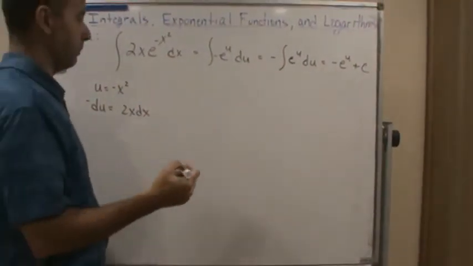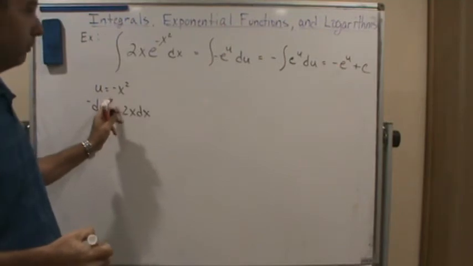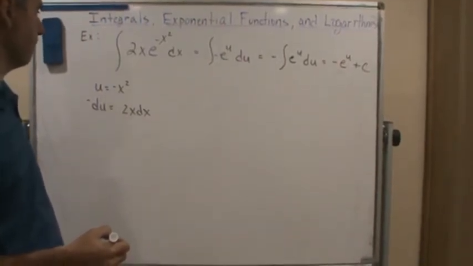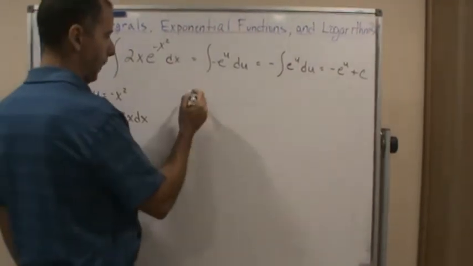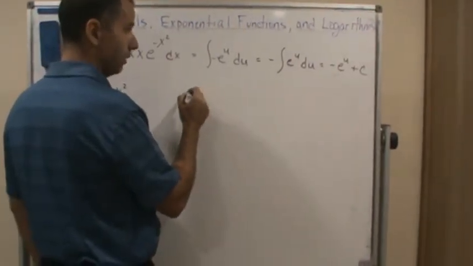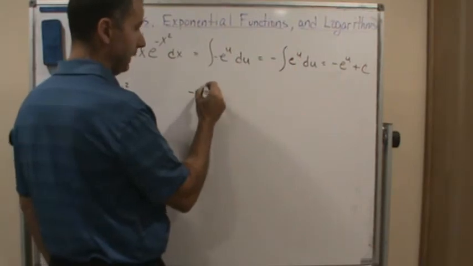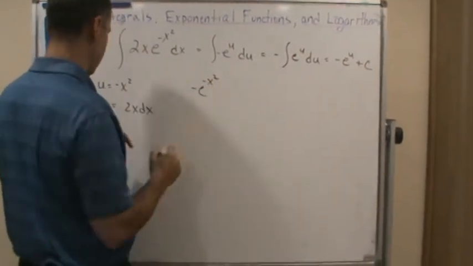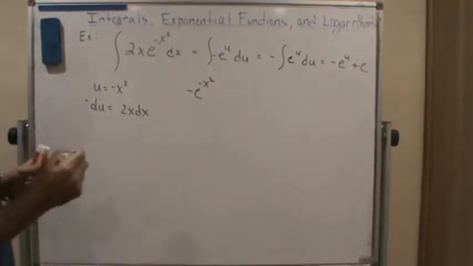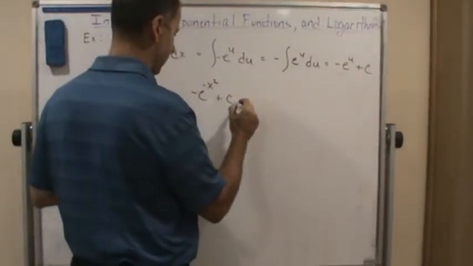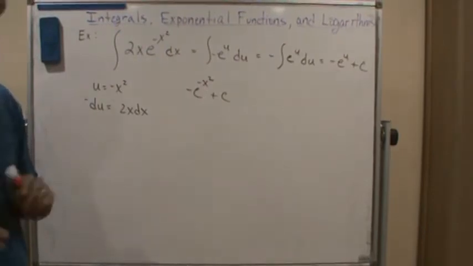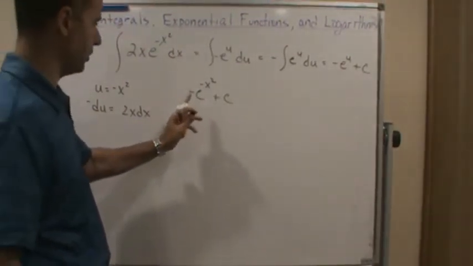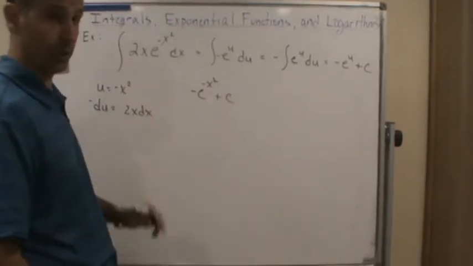And so now I'm going to put u back in. And so what do I get? I get negative e to the negative x squared plus c. And I'm done. Now, if you want to check to make sure you did it right, well, you should be able to take the derivative of this and get back to where you started.